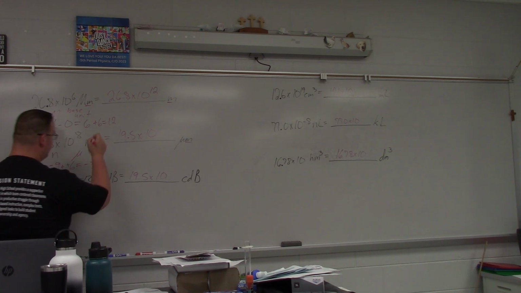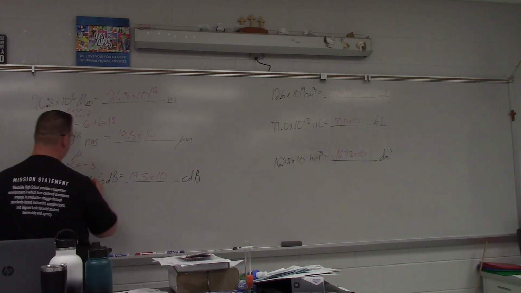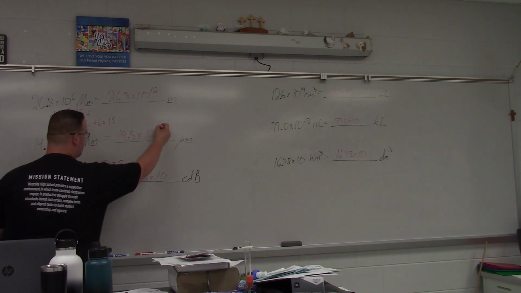Negative 3. No exponent on the unit, so we do not multiply, but we do have an exponent we start with, so we add 8. Negative 3 plus 8 is?